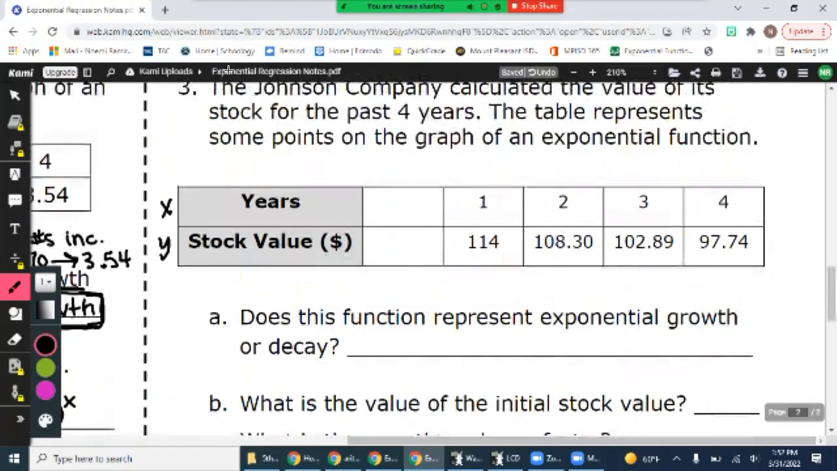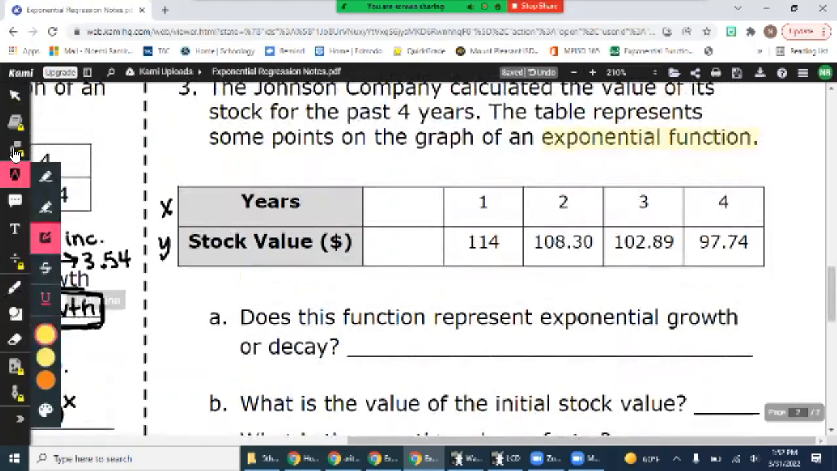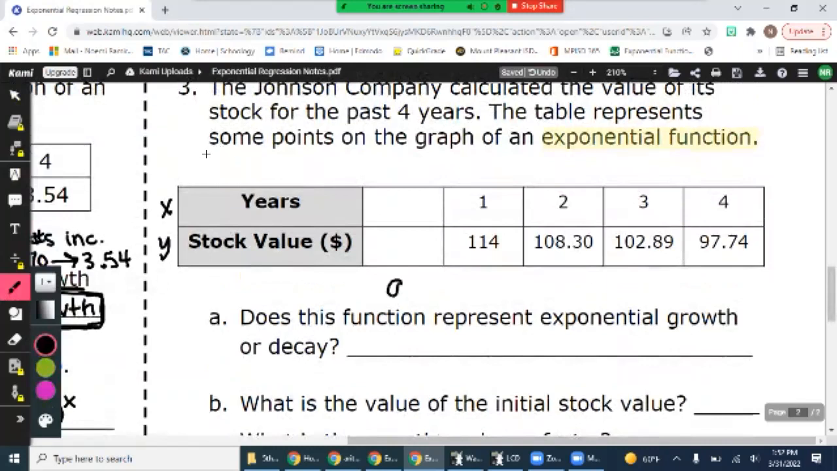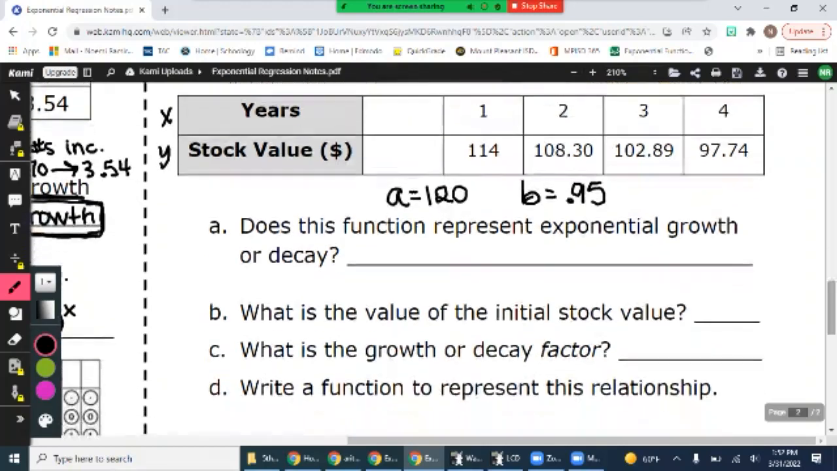Everything's a risk. It says the table represents some point on an exponential function, so always look for those words and highlight that. What do we get for A equals? 120. What did we get for B? 0.95. If B is 0.95, we know that's the factor. And that number, B, is less than 1. So what's happening here? Decay. We see decay.